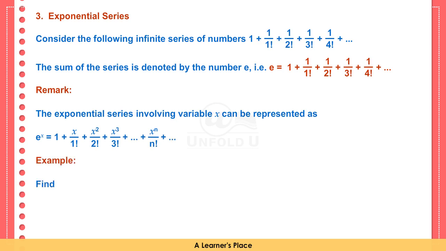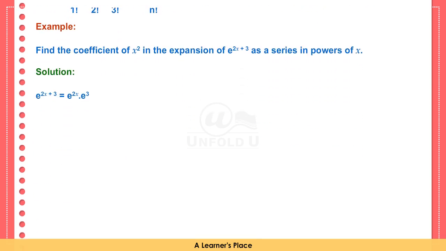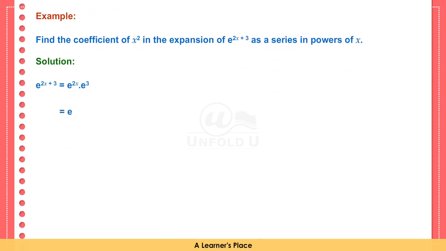Example: find the coefficient of x square in the expansion of e raised to the power 2x plus 3 as a series in powers of x. Solution: e raised to the power 2x plus 3 can be written as e raised to the power 2x into e raised to the power 3, which is equal to e raised to the power 3 into 1 plus 2x upon 1 factorial plus 2x square upon 2 factorial plus so on.